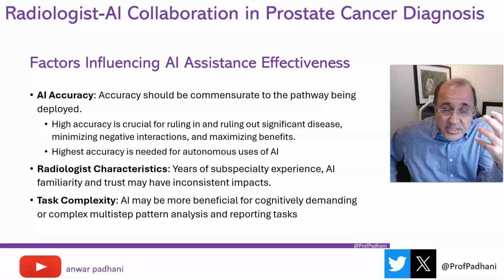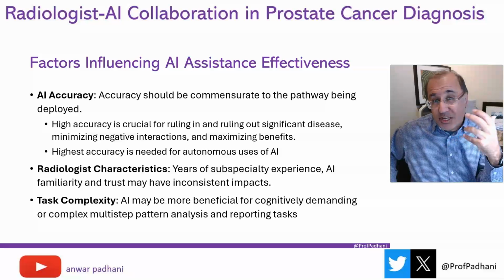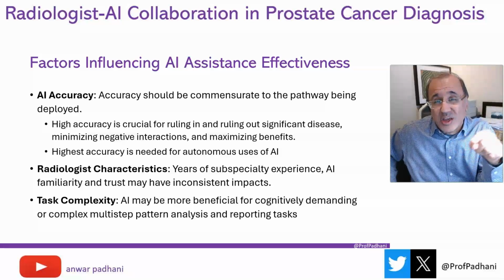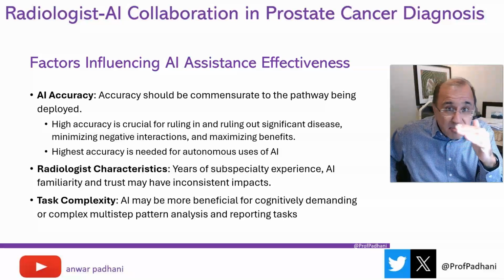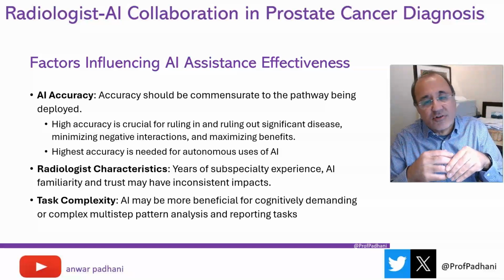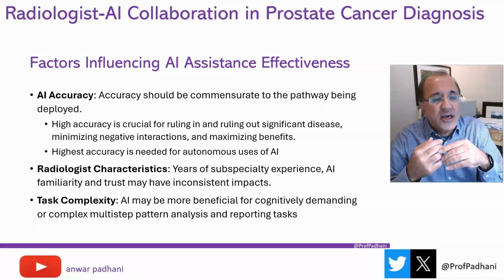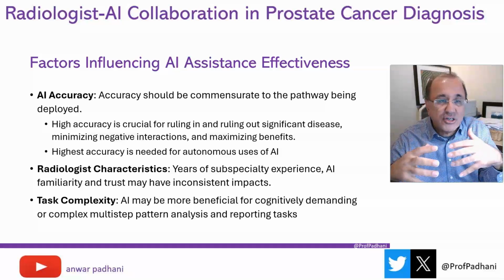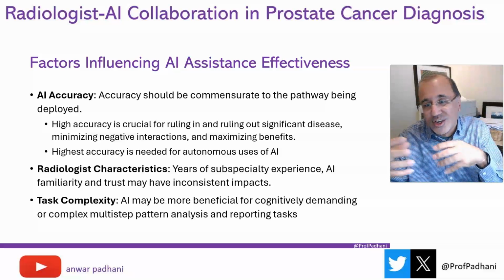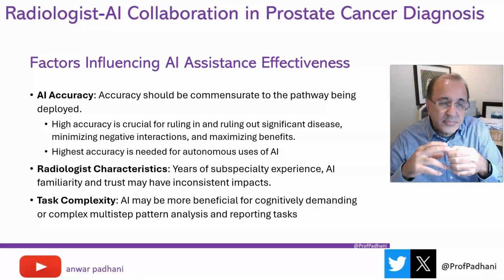And as we already said, the accuracy should be commensurate with the pathway being employed or deployed. Okay, so high accuracy is critical for ruling in and ruling out significant disease, to minimize these negative interactions and to maximize, of course, the benefits. And of course, the highest accuracy is reserved for the autonomous use of the AI.